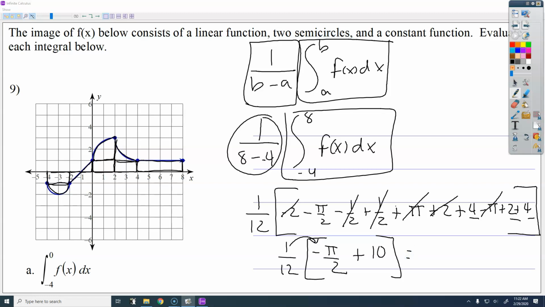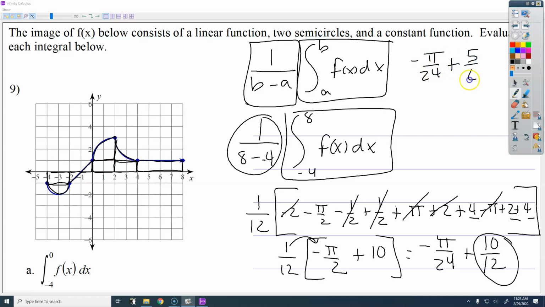If we distribute that in, you're going to end up with negative pi over 24 plus 10 over 24. No. Sorry, not 24 on the bottom there. It's actually going to be, if you multiply 10 by 1 over 12, you get 10 over 12. So now we could leave our answer like that. I wouldn't. I would say the answer should be at least reduced. So one way the answer could be written is like this.